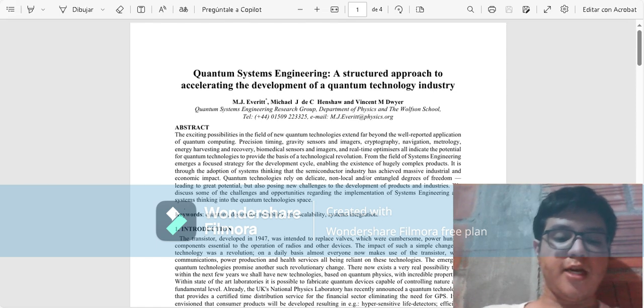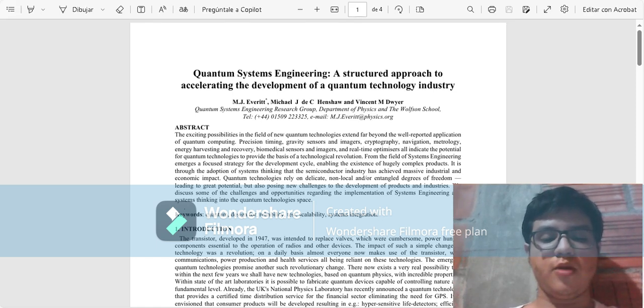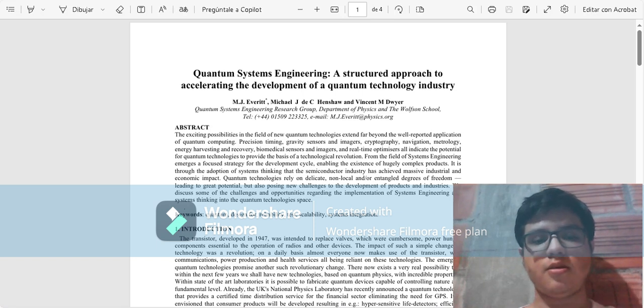Number 7. Ontology. Finally, we need a shared vocabulary between physicists and engineers. Words like state, function, or spin can mean very different things depending on the discipline. Creating a common ontology helps teams work together and avoid misunderstandings.